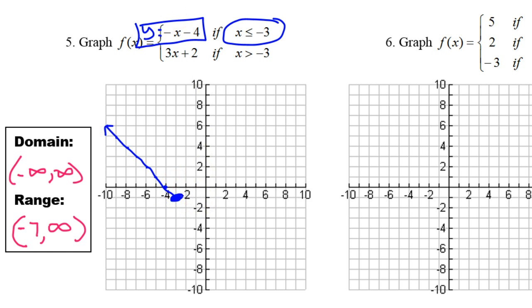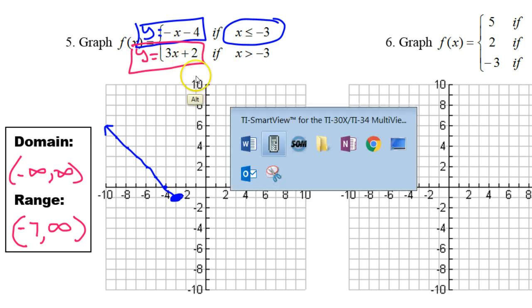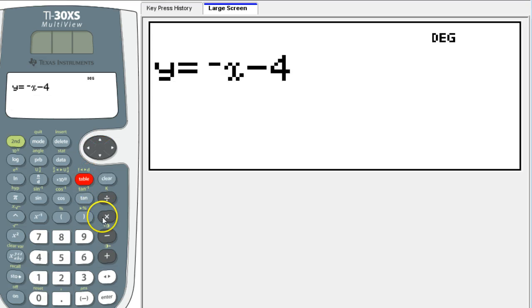So there's that piece. All right, now I'm going to do the second piece, again using my calculator. Y equals 3x plus 2. So table function, 3x plus 2.